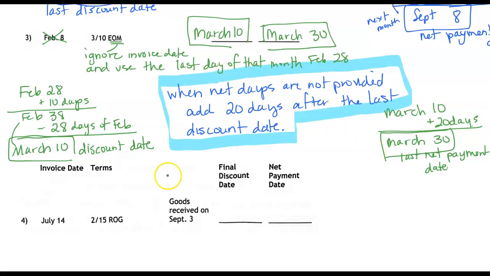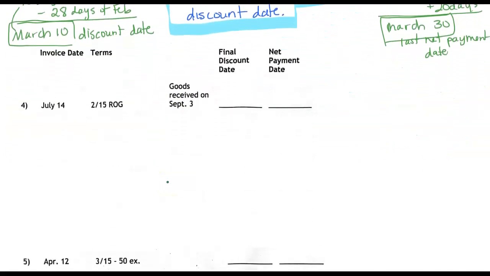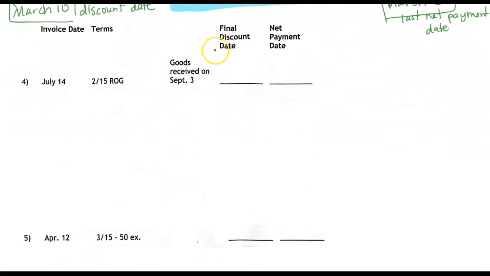Let's go ahead and try another one. Question 4, same two things that we're calculating, the discount date and the net payment date. This one says July 14th, 2/15 ROG. ROG stands for receipt of goods, and what that means is ignore the invoice date. So again, ignore that one and start counting with the day the goods were received.